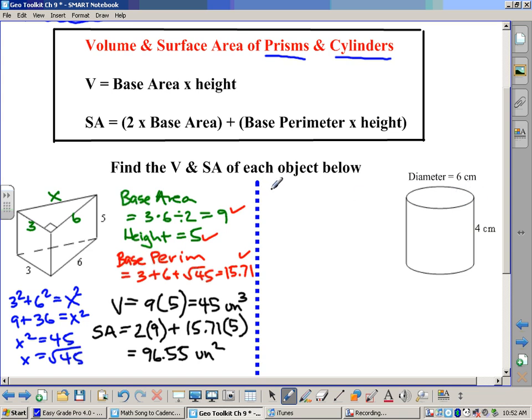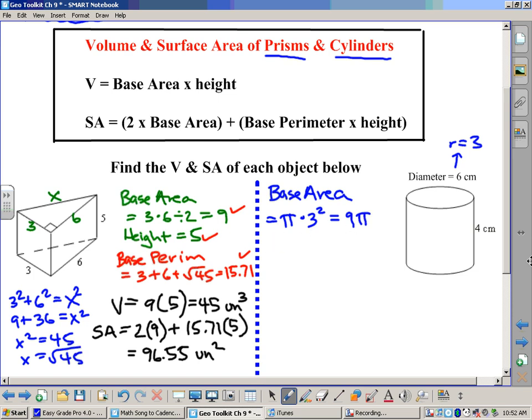So to find the base area, we need to take pi times the radius squared. So pi times... well, what's the radius? Well, the diameter is 6, therefore the radius is half of that, or 3. So it's going to be pi times 3 squared. 3 squared is 9, so it's 9 pi. And that's in pi units, and that's fine. We'll deal with that later.